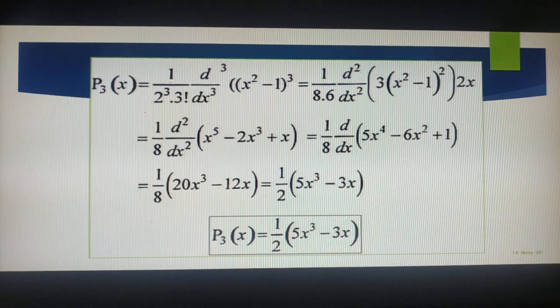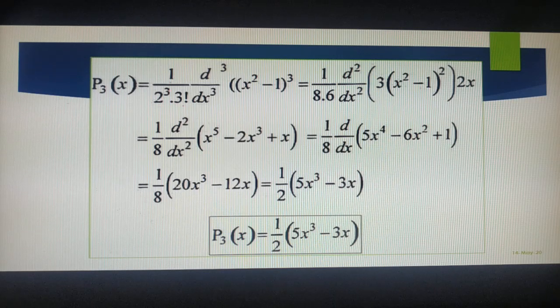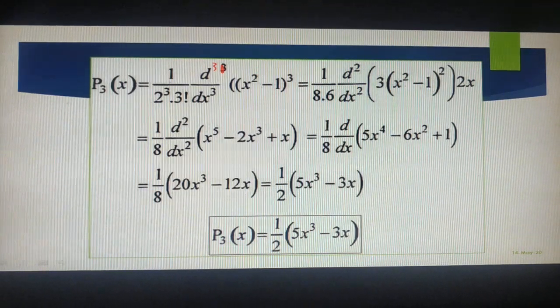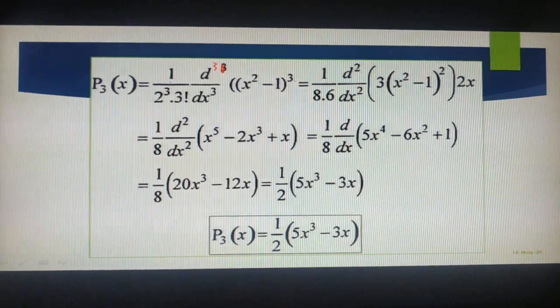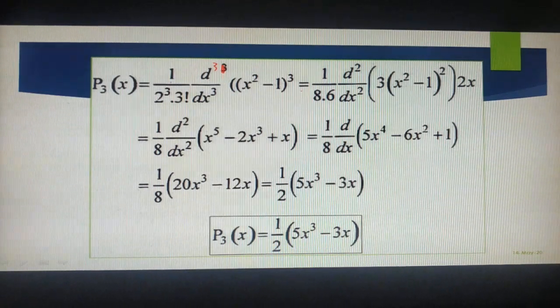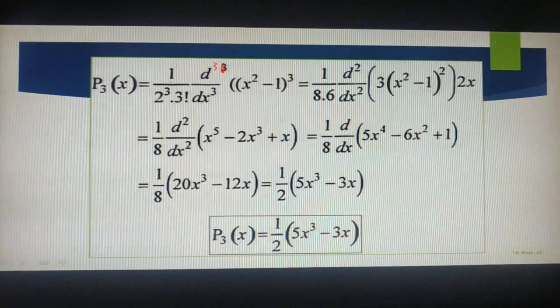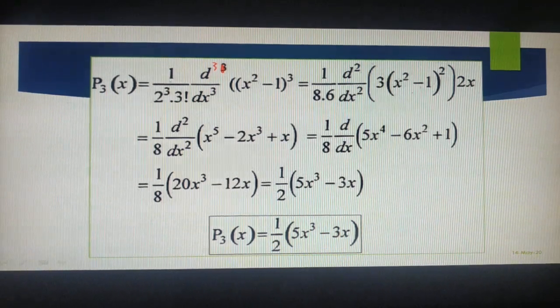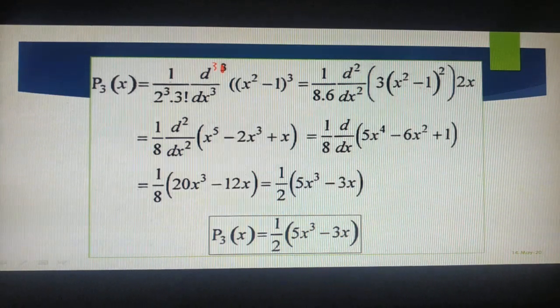So P3 of x, by using your Rodrigues formula, 1 by 2 to the power of n means 2 cube into n factorial means 3 factorial here. So this is d cube, I have to write here d cube by dx cube bracket of x square minus 1 whole cube, right? So now if you know that a minus b whole cube, you can expand and you can do the differentiation. That is one way. And the other way is after doing one time also you can go ahead, because at that time it becomes a minus b whole square formula. Easily you can expand it.